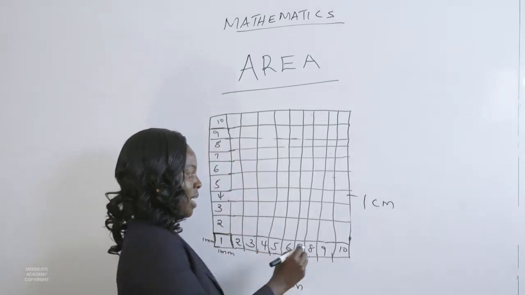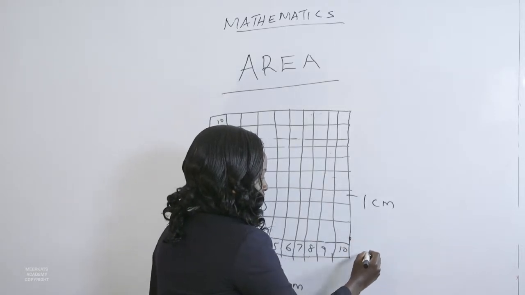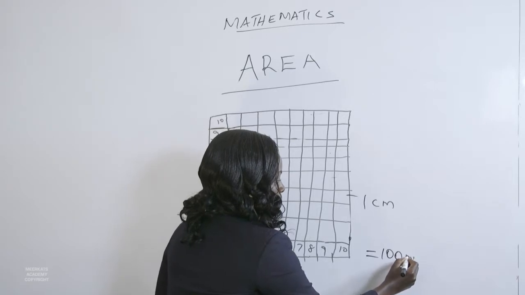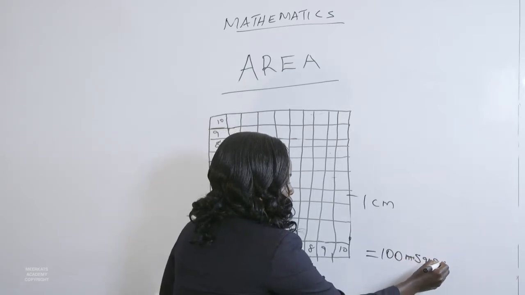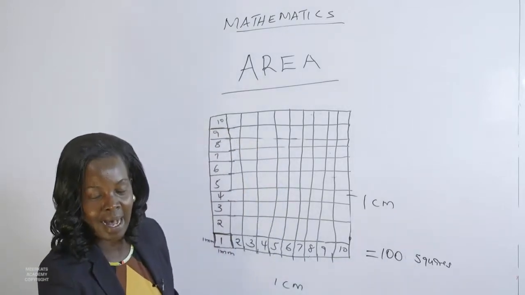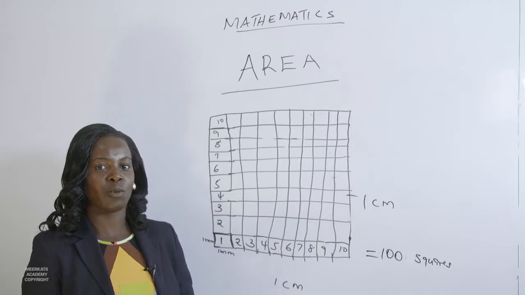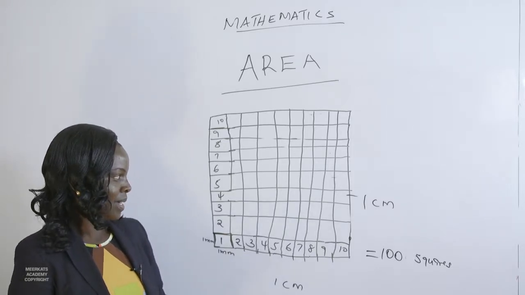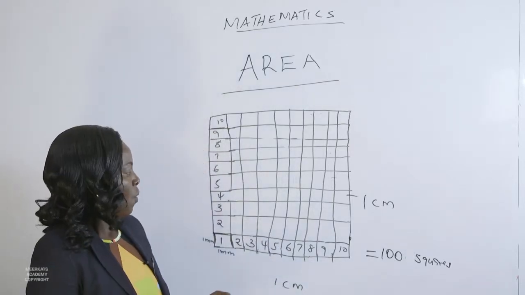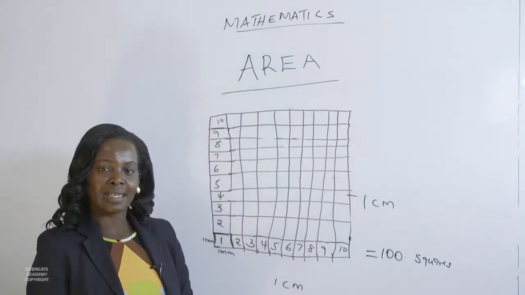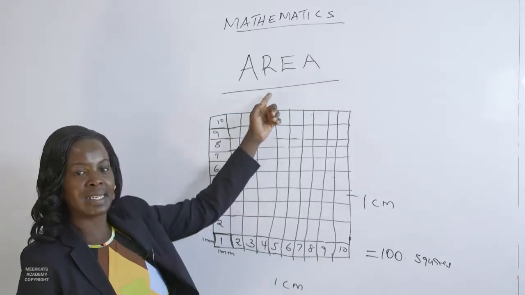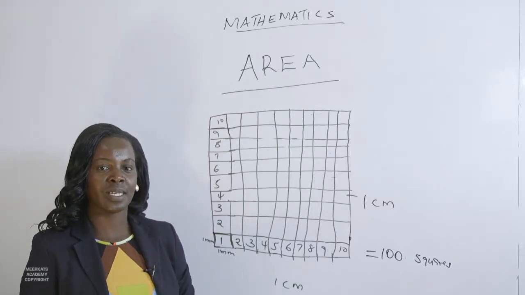So inside 1 centimeter by 1 centimeter are 100 squares measuring 1 millimeter by 1 millimeter. Then the question that we are supposed to ask ourselves is, what are these 100 squares? This is what we are referring to as the area.